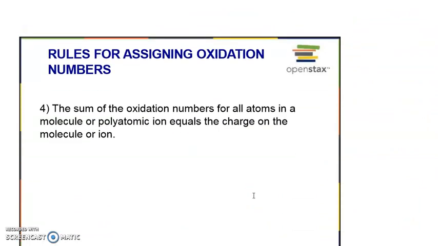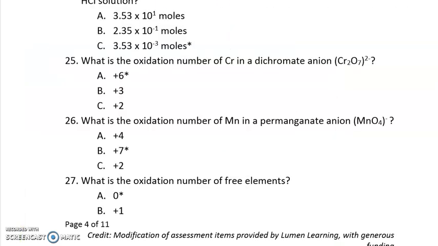Okay, and what is the 4th rule? It says the sum of the oxidation numbers for all atoms in a molecule or a polyatomic ion equals the charge of the molecule or the ion. We just have shown that. Okay, let's work on some problems. Let's work on problem number 25 over here.